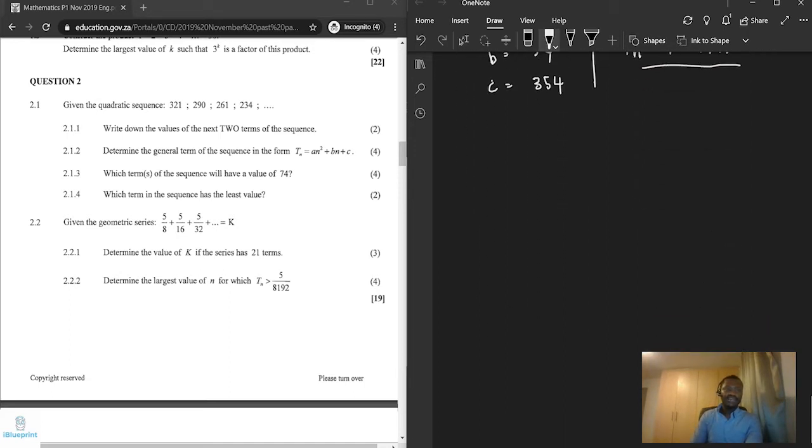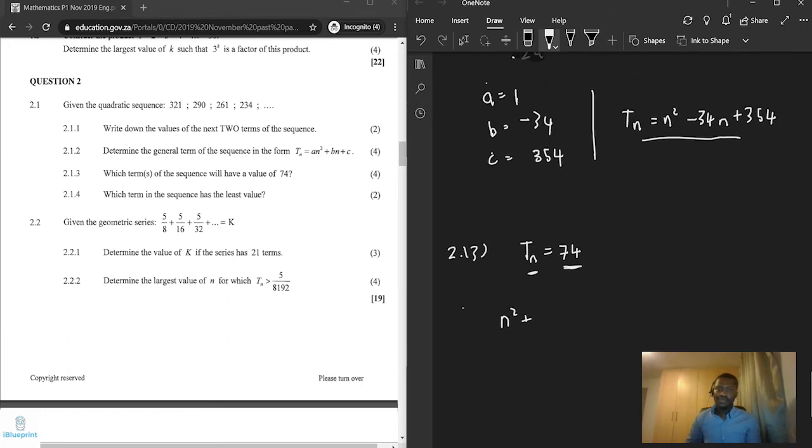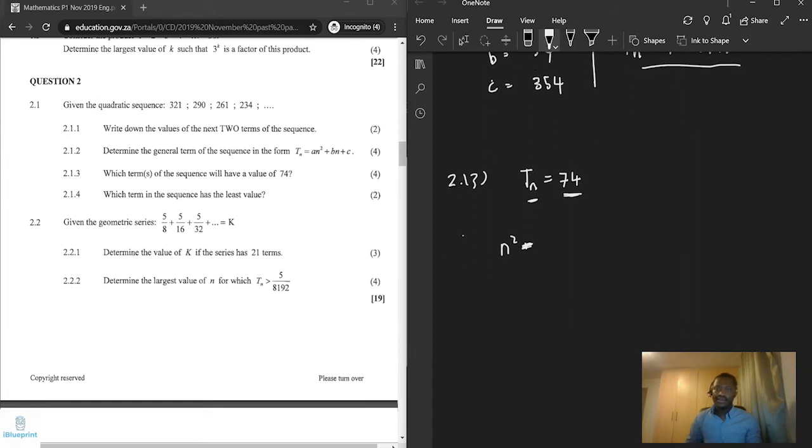The next one they're asking here is which term of the sequence will have a value of 74. So the value is going to be 74. Then we have our equation, n squared, and we just substitute what Tn is, set it equal to 74, and solve it as a normal equation. Now n squared minus 34n plus 354 is equal to 74.